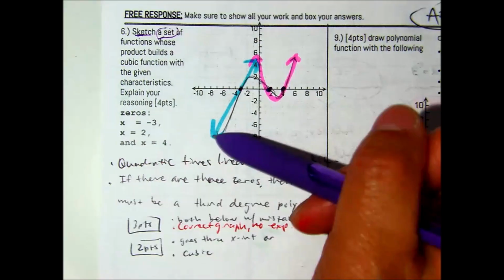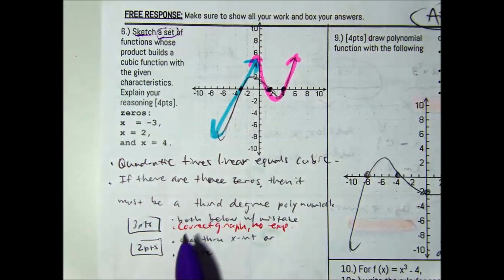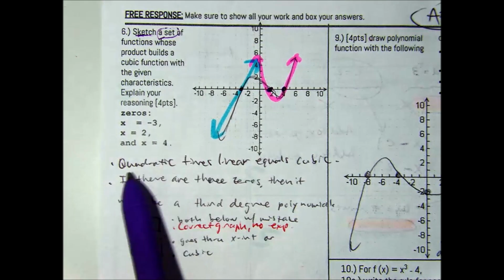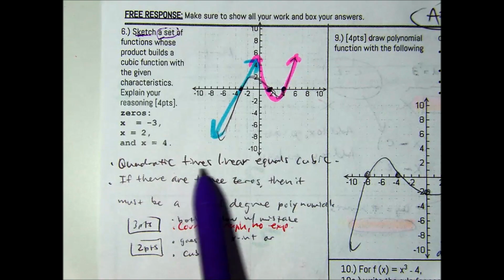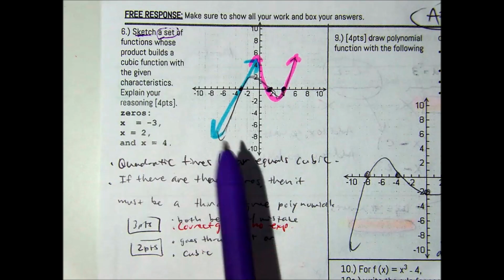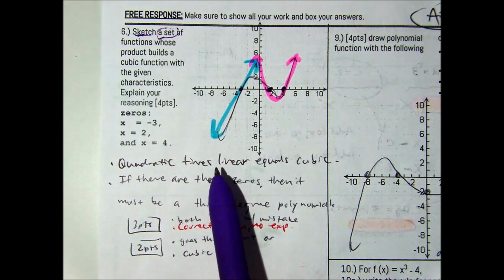Now, if you just have my blue and pink correct, you got 3 points, because it tells you to explain your reasoning. A quadratic times a linear equals a cubic. Or you could have done a linear times a linear times a linear equals a cubic.